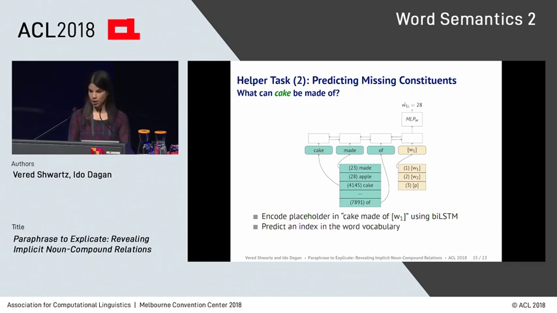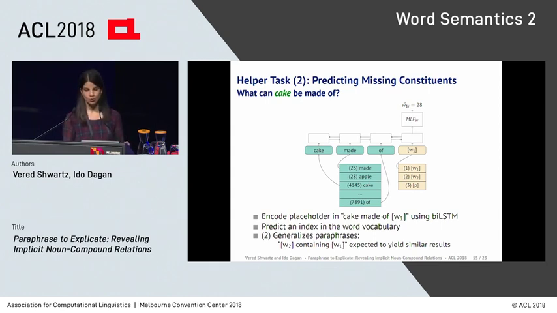And we take the output vector of W1 and feed it into a different MLP that tries to predict an index in the word vocabulary. And the two helper tasks help us embed semantically similar paraphrases in proximity. So paraphrases could be similar either due to lexical similarity, as in W2 made of W1 and W2 is made of W1, which would naturally be encoded in proximity, but also because they just appear with the same noun compounds. So this helps encoding them in proximity.